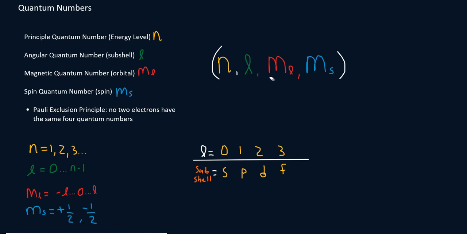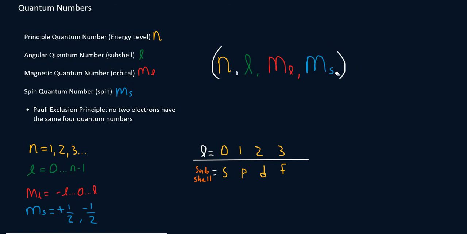The third quantum number is called the magnetic quantum number, and it's symbolized by this m sub l. So m and then a little l. That's going to be the orbital that your electron is in. Each subshell, each l value, is going to have specific orbitals associated with it, and the orbitals are where the electrons actually end up going. That's what we designate as m sub l.